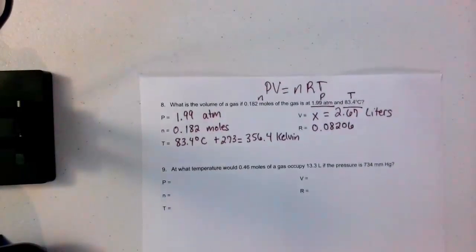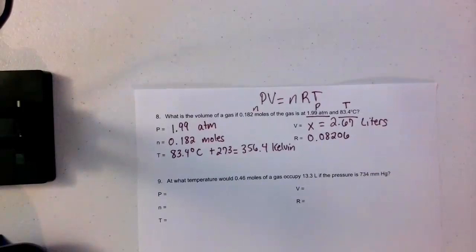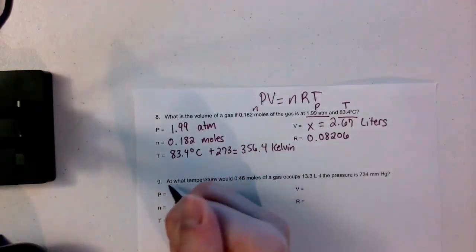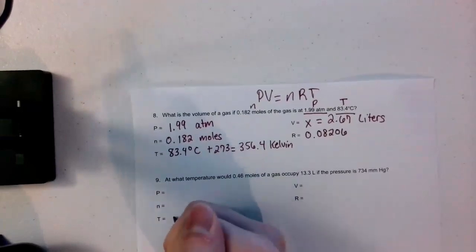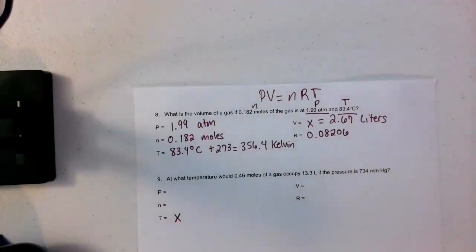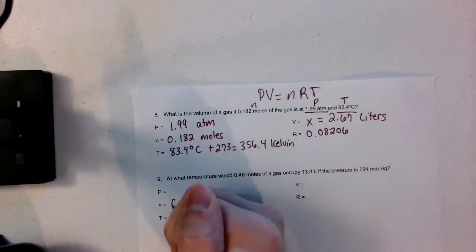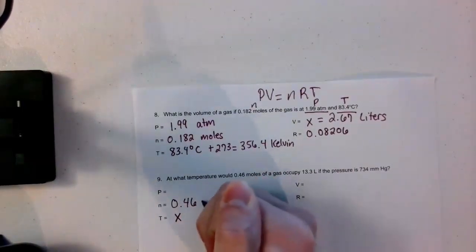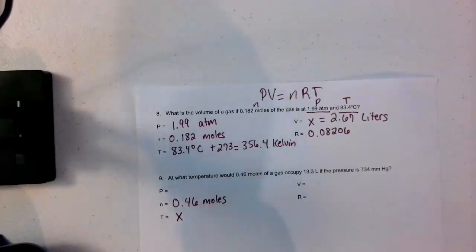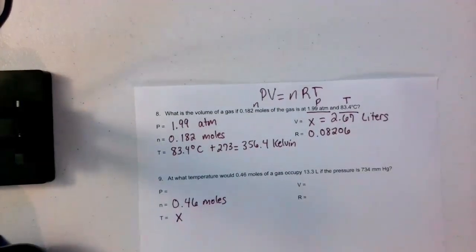Alright, so let's go on to the next problem. It says, at what temperature would 0.46 moles of a gas occupy 13.3 liters if the pressure is 734 mmHg? Alright, so let's read through this. It says, at what temperature? So our temperature is just going to be x. And remember, whenever it comes out of the formula, it will automatically be in Kelvin. Alright, so this 0.46 moles of a gas is going to be the n, because n stands for number of moles, or that's the way I think about it in my head.